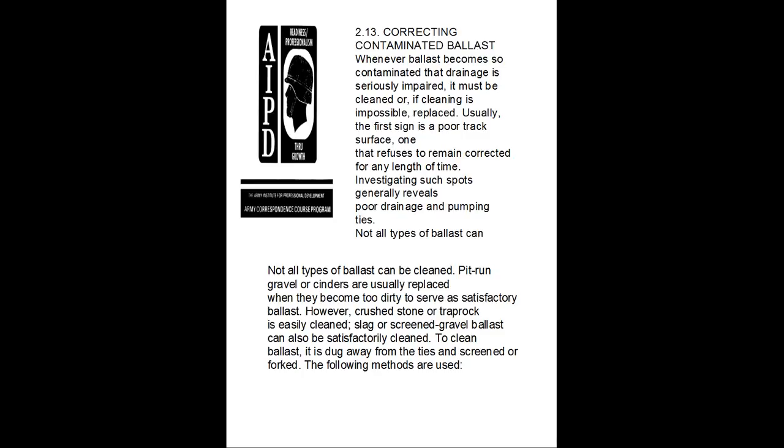Whenever the ballast becomes contaminated and drainage is seriously impaired, it must be cleaned, and if cleaning is impossible, replaced. Usually the first sign is a poor track surface that refuses to remain corrected for any length of time. Investigating such spots generally reveals damage and pumping ties. Not all types of ballast can be cleaned. Pit run gravel and cinders are usually replaced when they become too dirty or too severe to serve as satisfactory ballast. However, crushed stone and slag rock are easily cleaned.